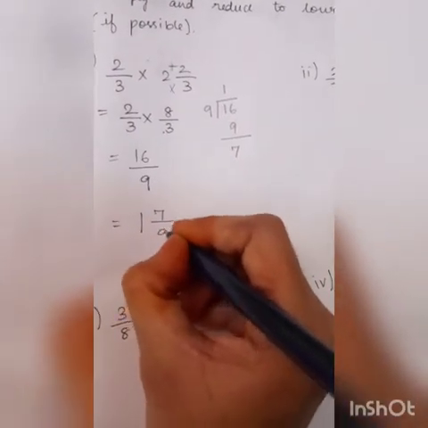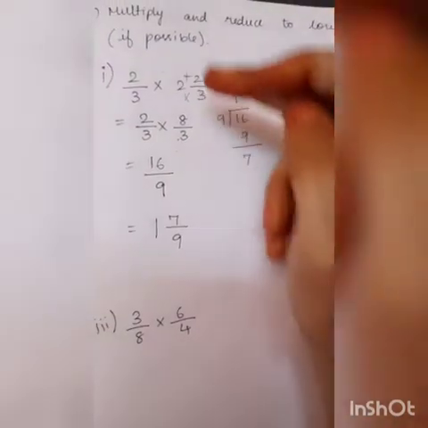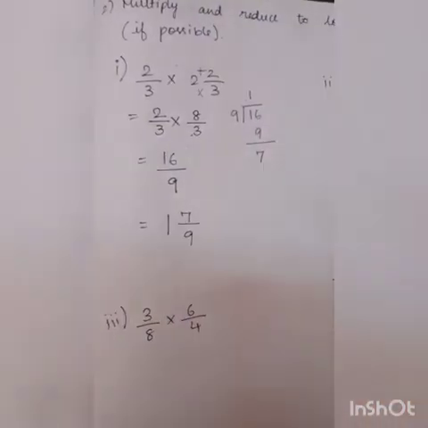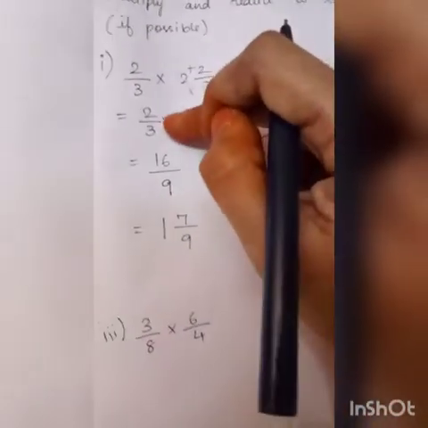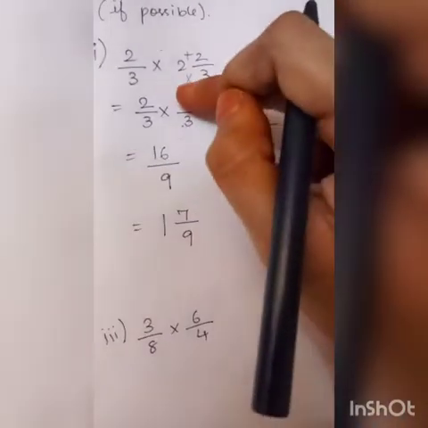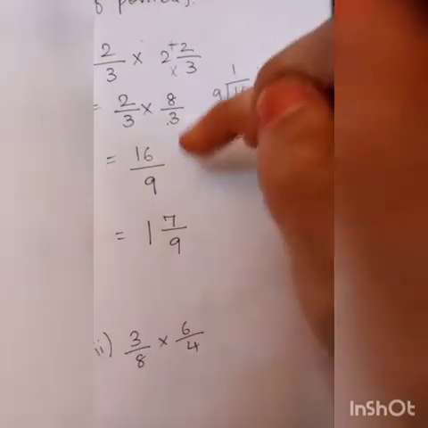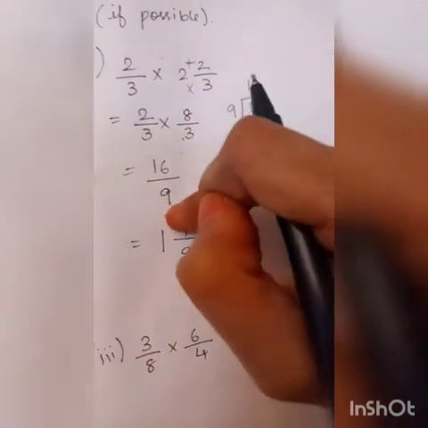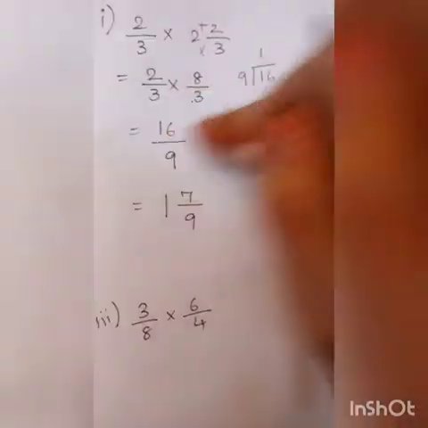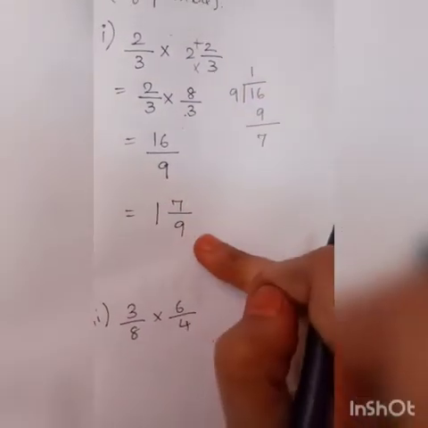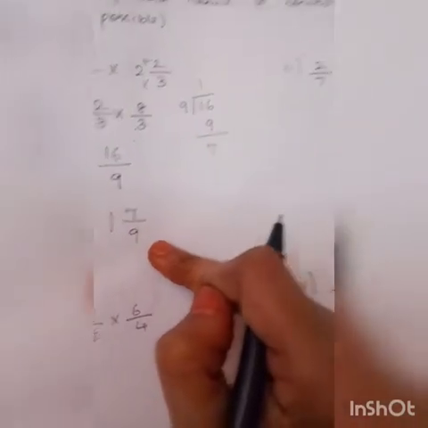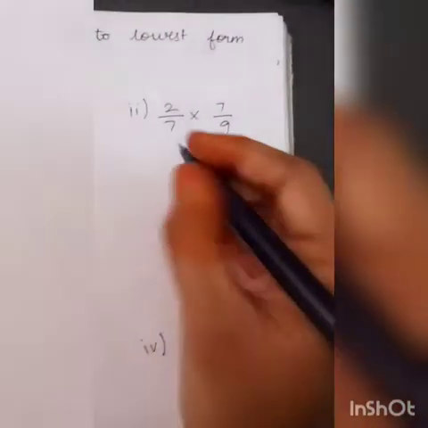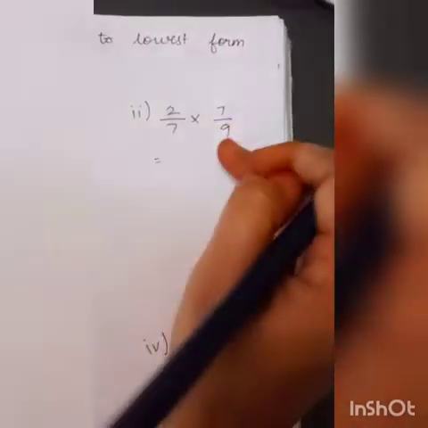1, 7 by 9. So actually what I have done is I have converted mixed to improper. 2 8s are 16, 3 3s are 9. Now I have converted this to a mixed fraction, 1 7 by 9. Understood? Next, second question.